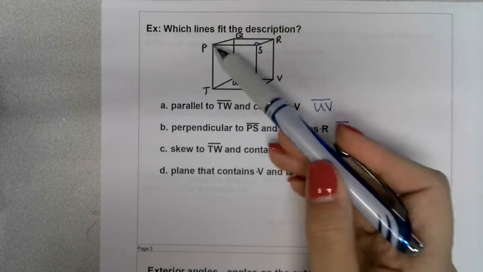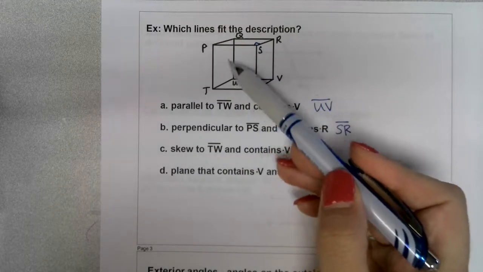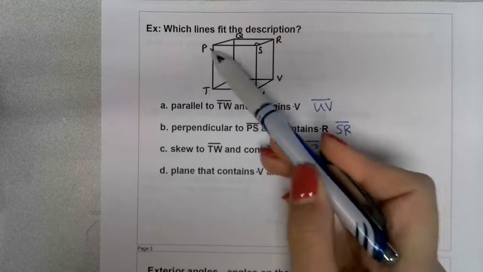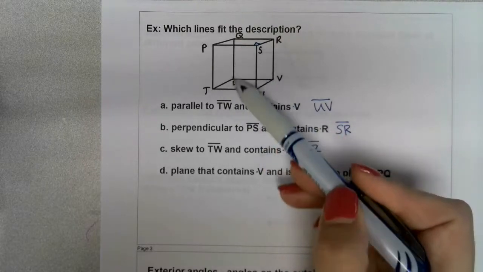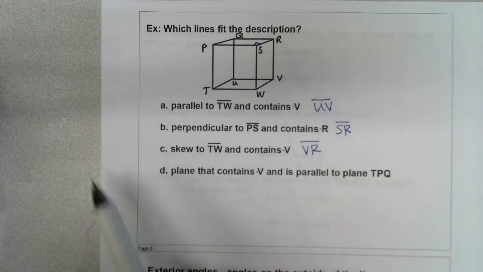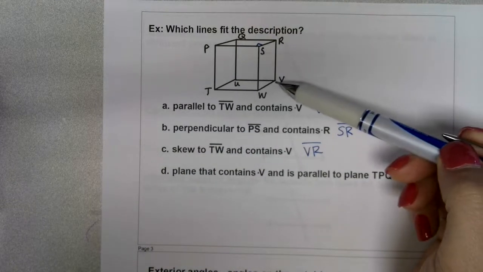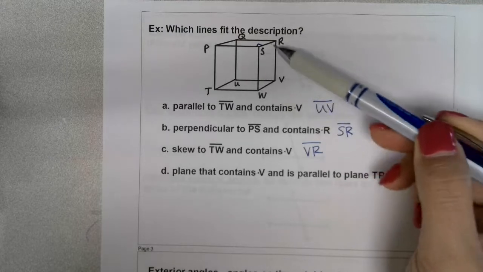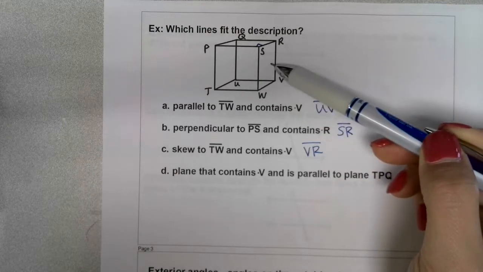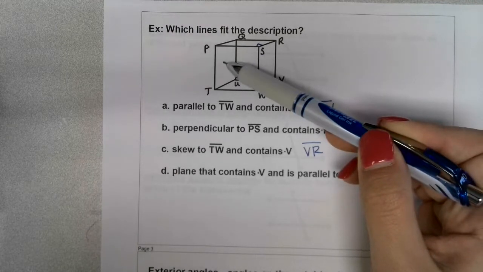Okay, so plane TPQ is this face over here, this side. So TPQ, it includes U as well. So it's this plane on the side. And we're looking for a plane that's parallel to that one that contains V. So again, if we come over here to V, we notice that there's this side of the cube, and this plane right here is going to be parallel to this plane.